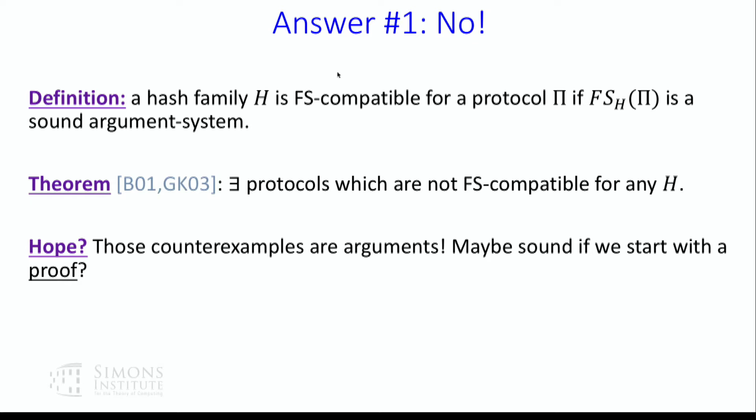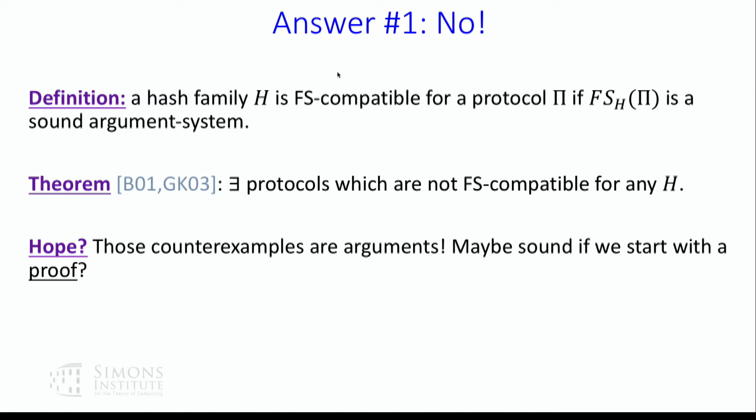The counterexamples are for interactive arguments. That is, the interactive protocol that we're trying to compile only satisfies computational soundness. So one could conjecture that, Fiat-Shamir was also just a conjecture before, but you could boldly conjecture that if you assume the interactive protocol satisfies statistical soundness rather than computational soundness, then it's possible to instantiate Fiat-Shamir.